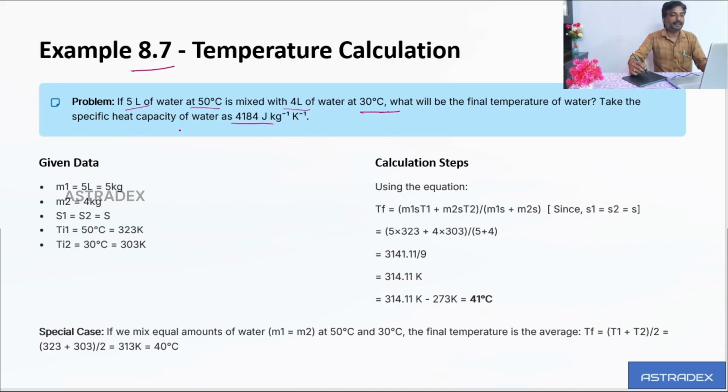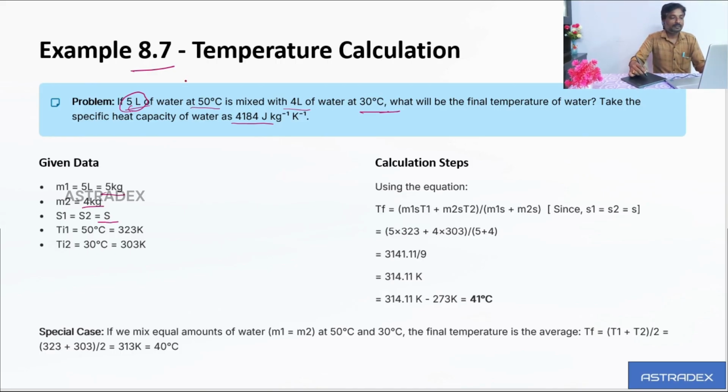First of all, we have to take the given data. What is the given data? M1 is equal to 5 liter, which is equal to 5 kg. And M2 is 4 liter of water, which is equal to 4 kg. And S1 and S2 will be the same because the sample is also water. So S1 and S2 will be equal to S.